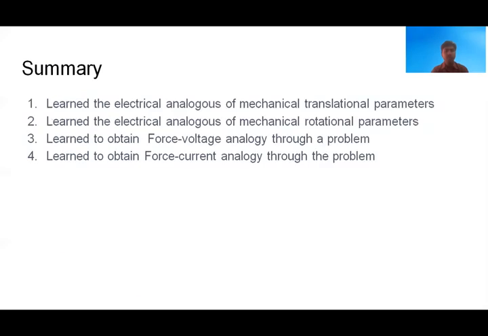So in this video, we have learned the electrical analogous of mechanical translational parameters, and we learned the electrical analogous of mechanical rotational parameters, and also we learned how to convert the given mechanical system to an electrical model using force voltage analogy, and also how to convert the given mechanical model into an electrical model using force current analogy.